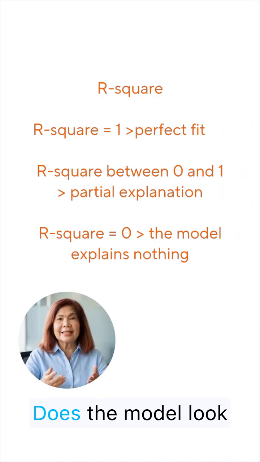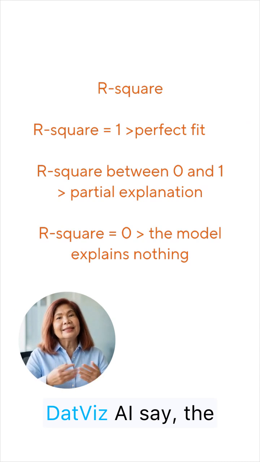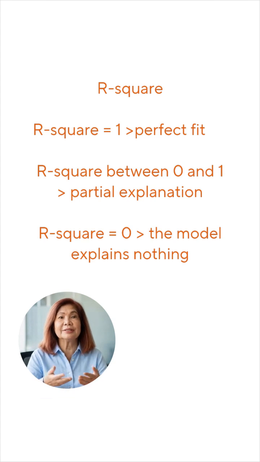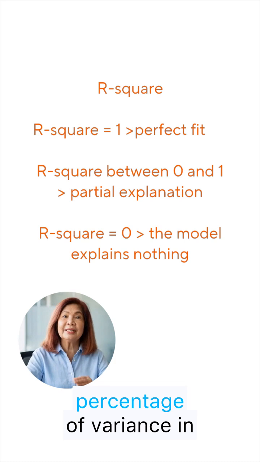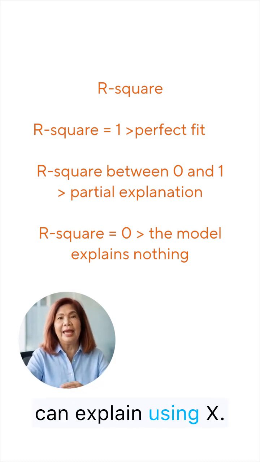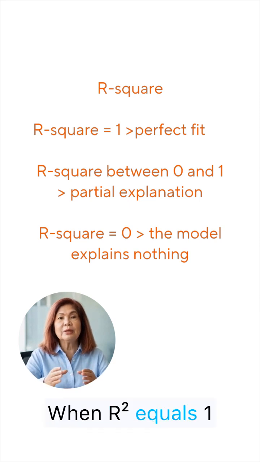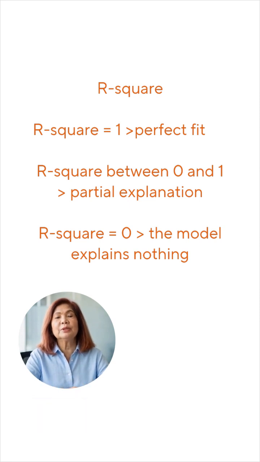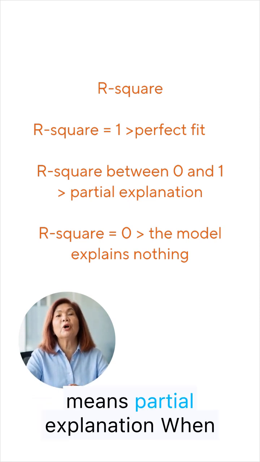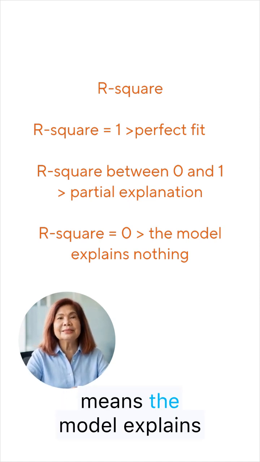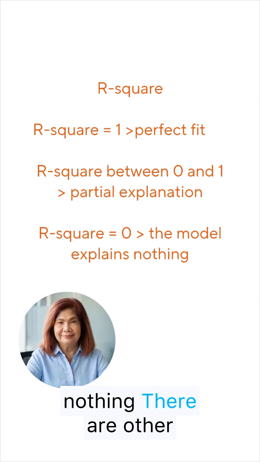Step 8. Does the model look good? DatViz AI say the model is moderately good as the R-square is 0.407. R-square is the percentage of variance in Y that your model can explain using X. When R-square equals 1, it means perfect fit. When R-square is between 0 and 1, it means partial explanation. When R-square equals 0, it means the model explains nothing.